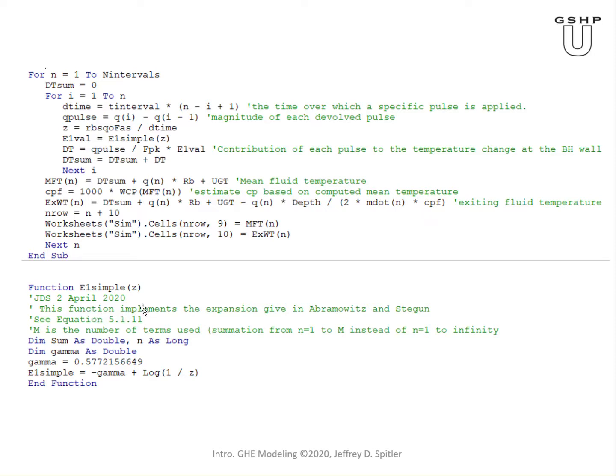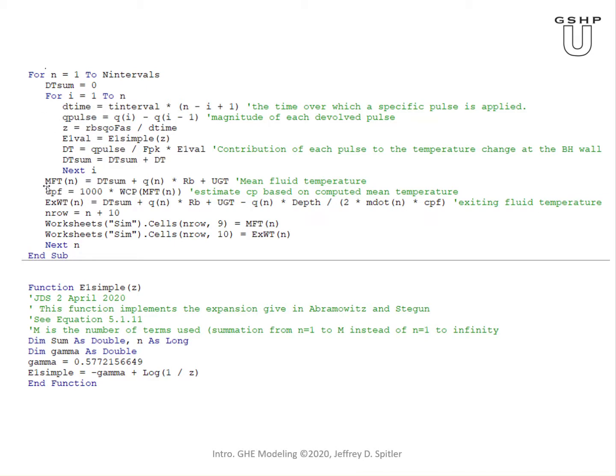I see I've got an error here. It says this function implements the expansion given in Abramowitz and Stegun. That's not correct. I did implement a function, and I changed it. So I'll try to remember to take that out of the comments there. This is just the very simplest form, which is ln of 4 alpha t over rb squared, or 1 over z. So it's the natural log of that minus the Euler's constant gamma. Okay, so we calculate that, so we sum up the effect of each pulse. So dt is of 1 pulse, and then we sum these up.